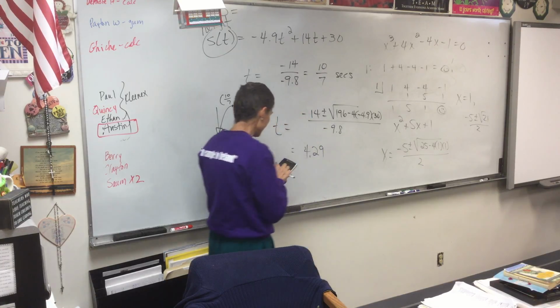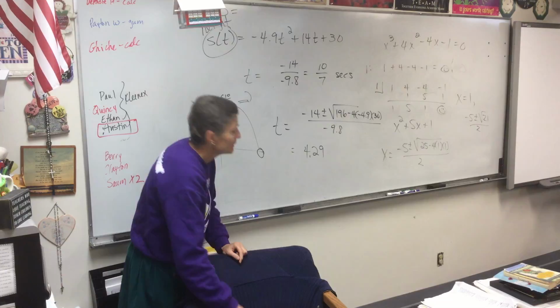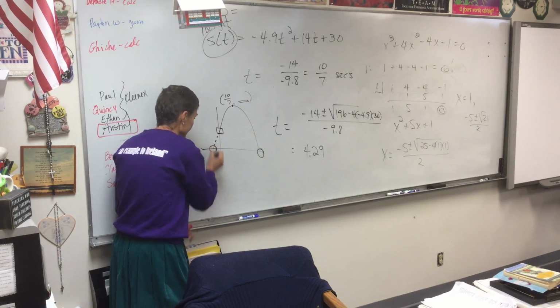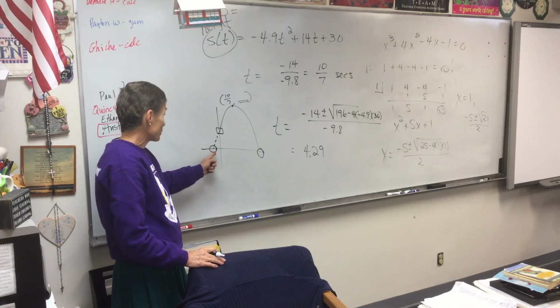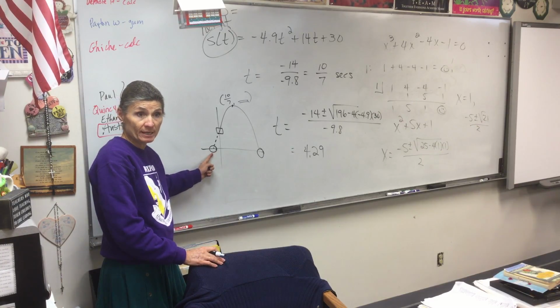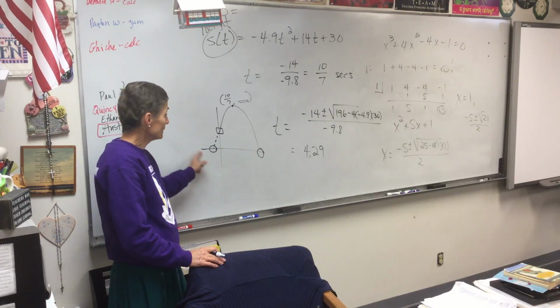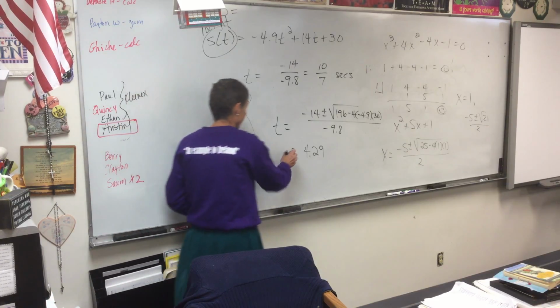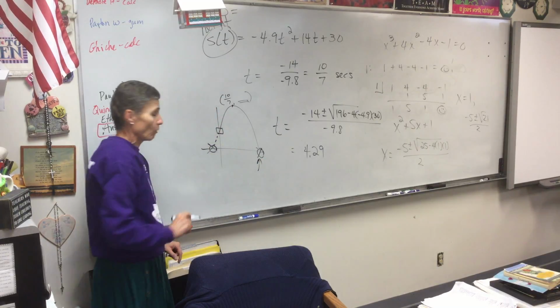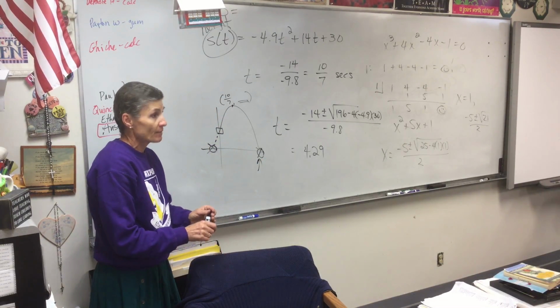Now, I got a negative answer for my first answer, and that's because when I did one of my roots, I got this answer back here, which is okay, that's a 0, but it doesn't make any sense because t would be negative back here. So I threw that one out and took 4.29, that's the one I'm going to keep. 4.29 as my answer.